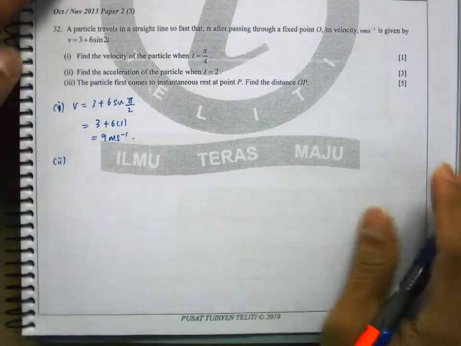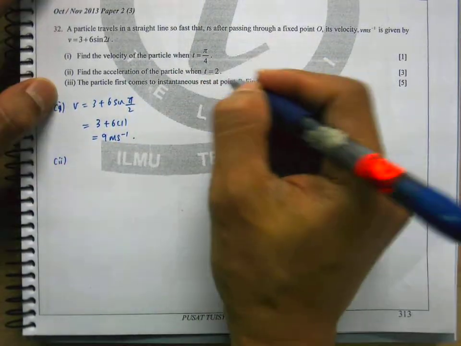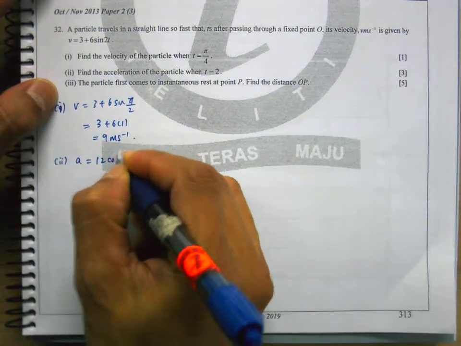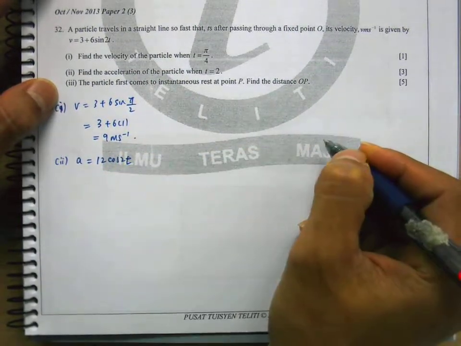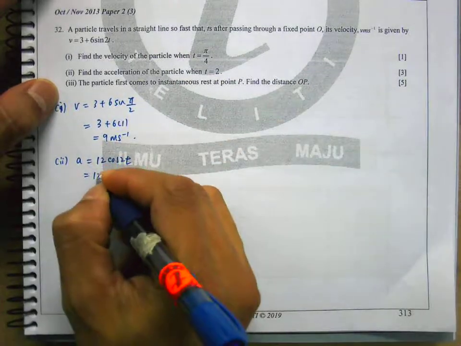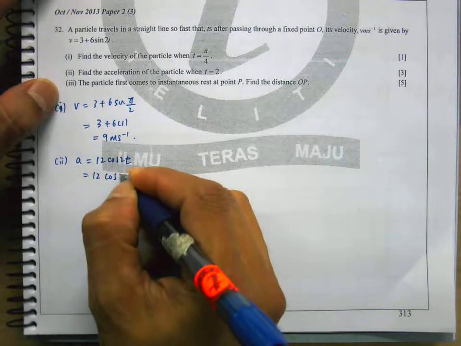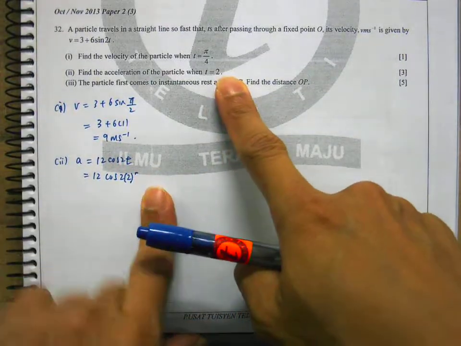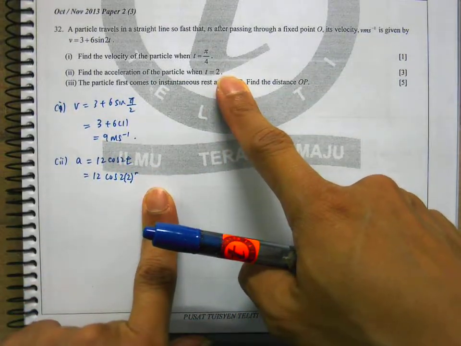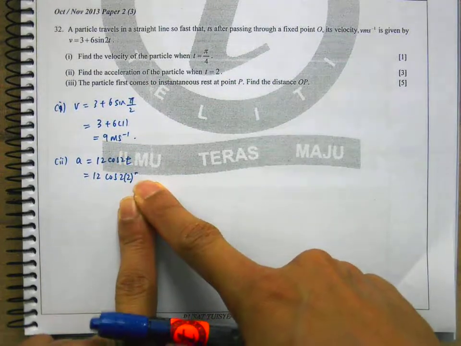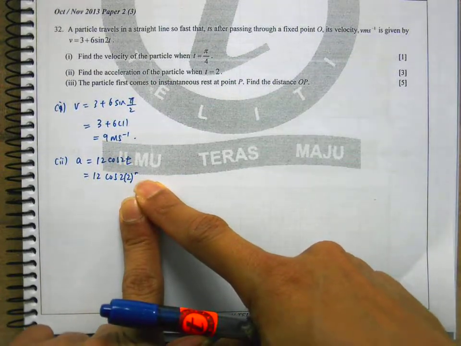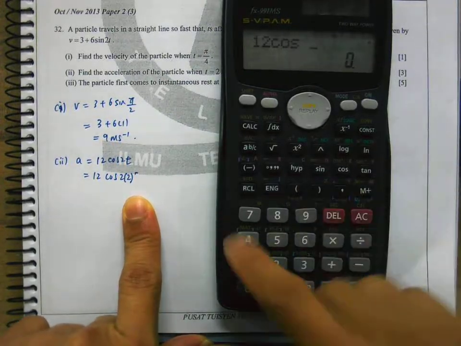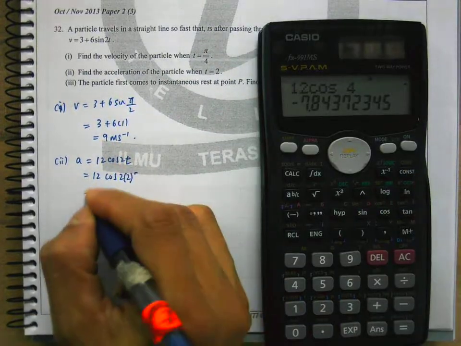Roman 2, find the acceleration when t is 2. Differentiate first. A is 12 cos 2t. Then we substitute t with 2. Cos 2 times 2. But remember, when I substitute t equals 2, your calculator is in what? Radian. So I purposely put an r here, a superscript r, to indicate that it's in radian, not degree. So calculator in radian. So this is 12 cos 4 radian. Okay? 7.84.